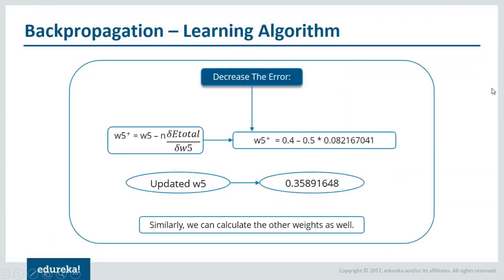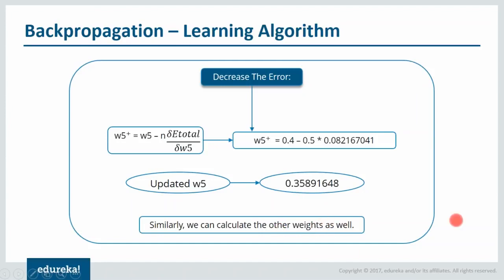Now is the time to update the weight. So how are we going to update the weight? The first thing we need to do is follow this formula. W5 plus, which is nothing but the updated weight, is equal to W5 minus the learning rate into ∂E total by ∂W5. So which came to around 0.35891648.